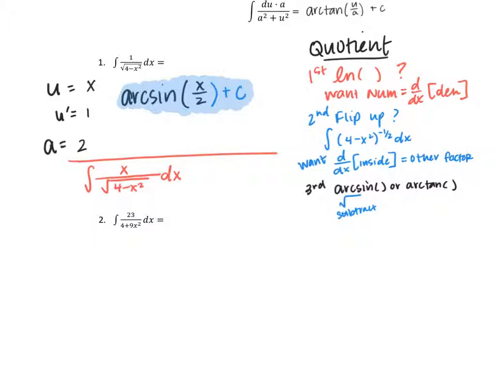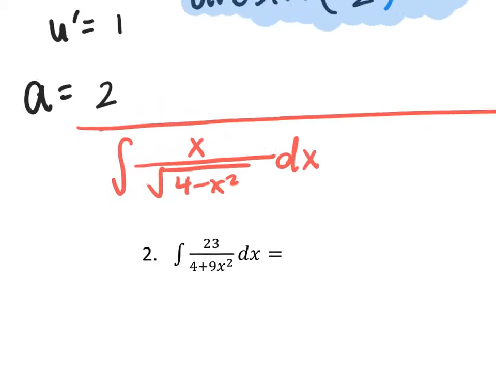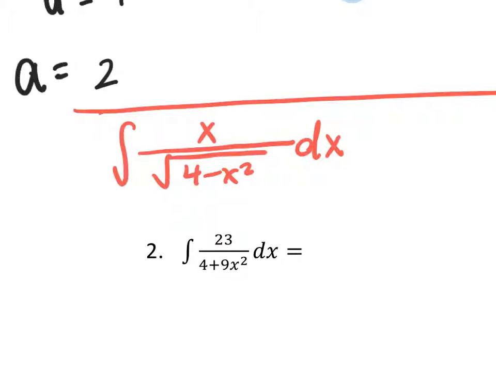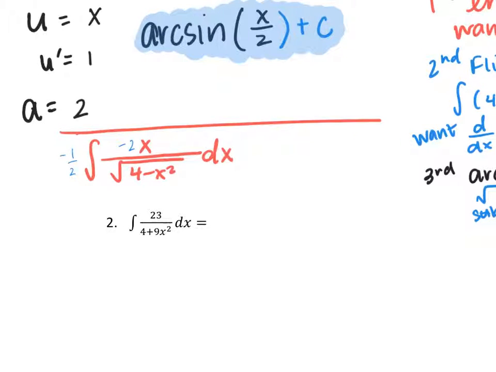What's the derivative of my inside function? Negative 2x. Can I adjust the numerator here to make that a negative 2x? Yeah, I just have a negative 1/2 out in front. So I get a new problem here: this is now negative 1/2 times the integral of negative 2x times 4 minus x squared to the negative 1/2 dx. And now I can do my integral.